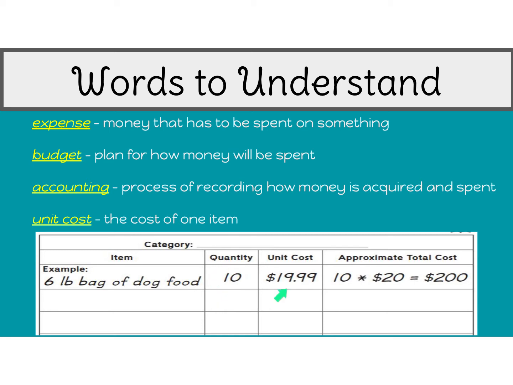The unit cost is $19.99. That means for one bag, it's going to be $19.99. So approximate total cost, there's going to be 10 of them ordered. They're about $20. So again, they're taking that $19.99 and they're rounding it to 20. So we do 10 times 20, which is $200. So you're going to be going about this the same way as when you look at this example here.